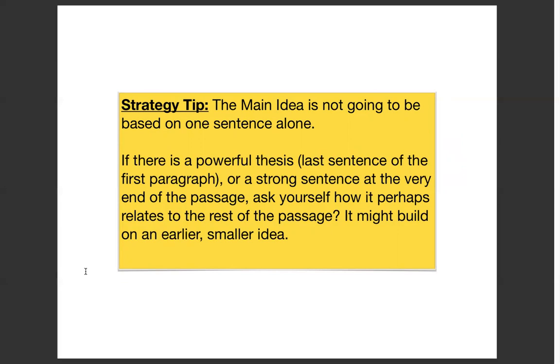If there is a powerful thesis, which would be the last sentence of the first paragraph, or there's a strong sentence at the very end of the passage, ask yourself how it perhaps relates to the rest of the passage. It might build on an earlier, smaller idea. You have to kind of trace that thread.